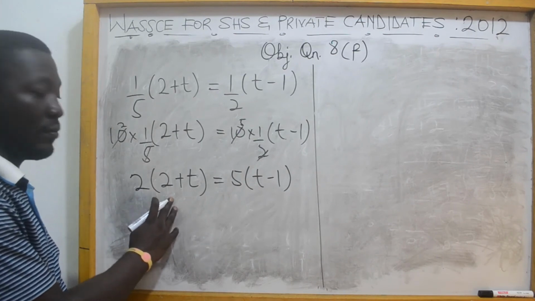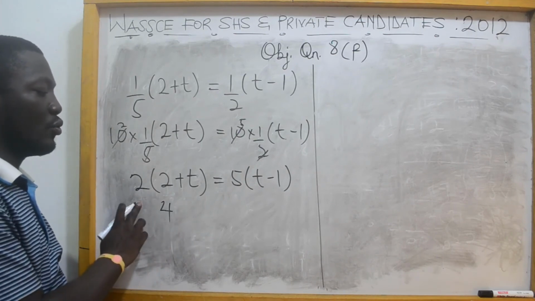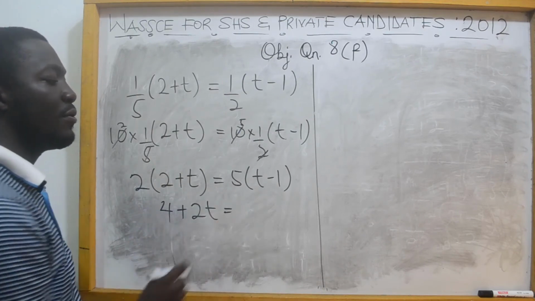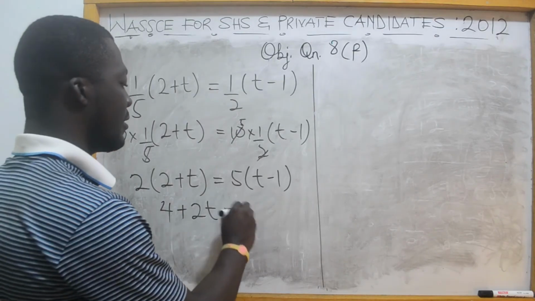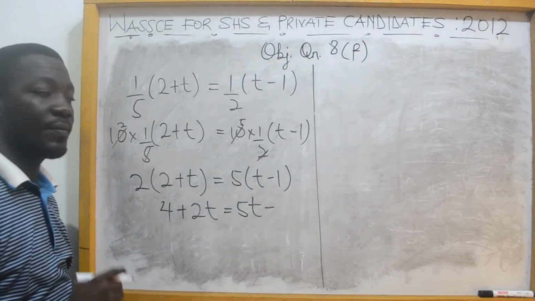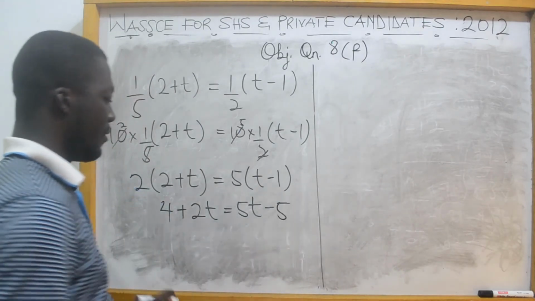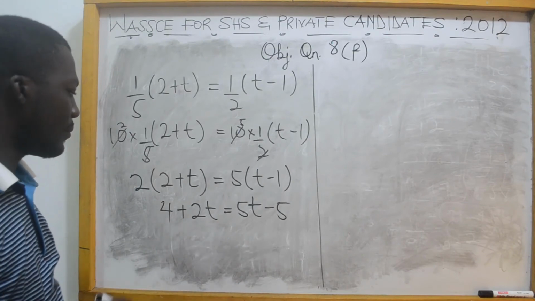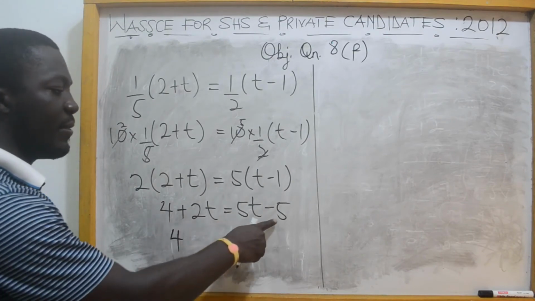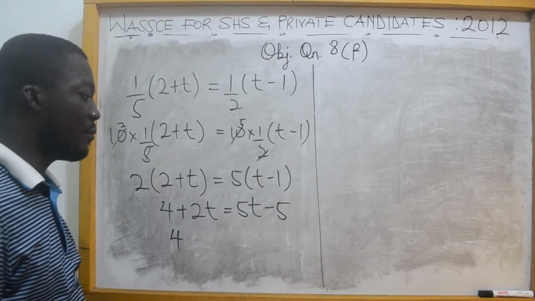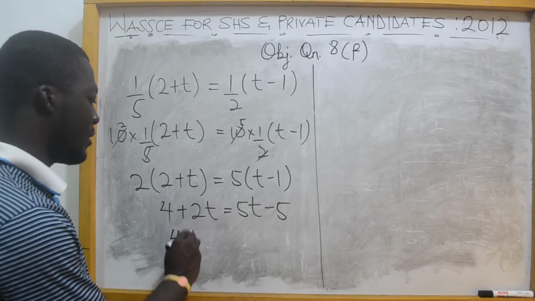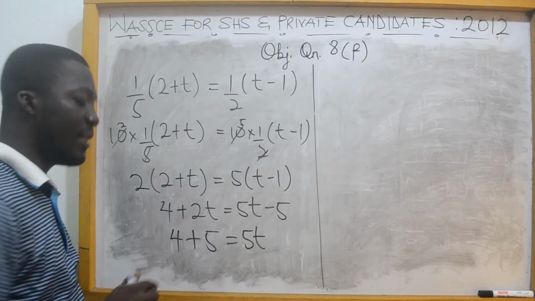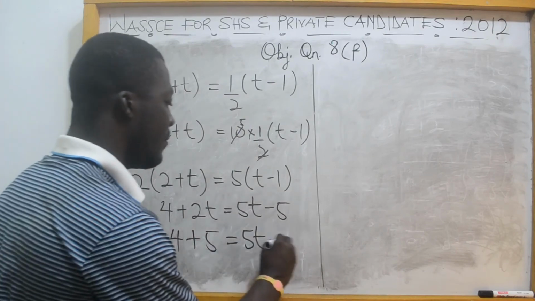2 times 2 will give us 4. 2 times t will give us 2t. This should be equal to 5 times t, which is 5t, minus 5 times 1, which is 5. So we group the t's and the constants, that's the numbers. For when this negative 5 is transposed to the left hand side, it becomes positive, so plus 5 is equal to 5t. Then when the 2t is transposed to the right hand side, it becomes negative.